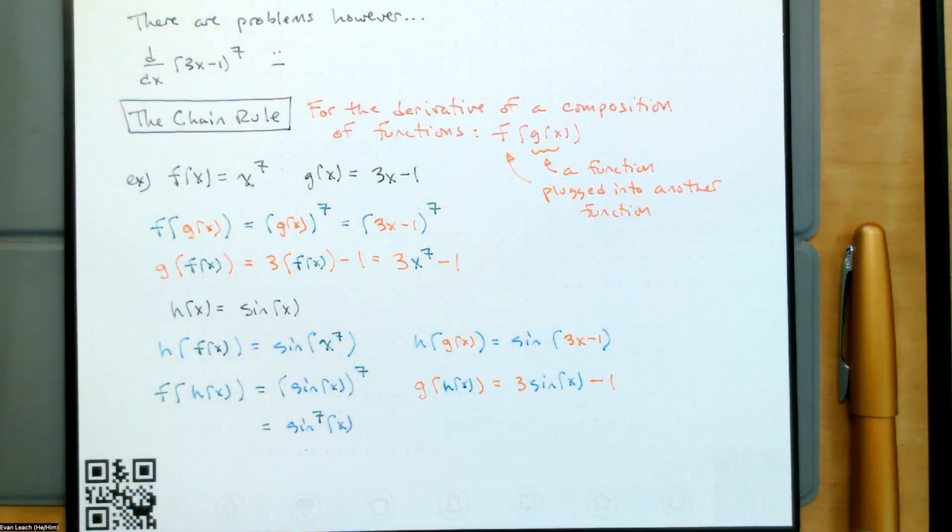We want g of h of x. The function g of x says 3 times the thing minus 1. So I'd have 3 sine of x, and then minus 1. We have to be careful with our parentheses here. That minus 1 is after sine of x and after multiplying by 3.